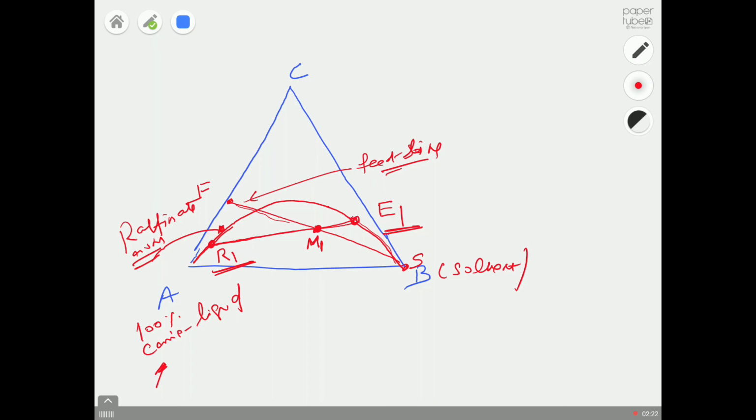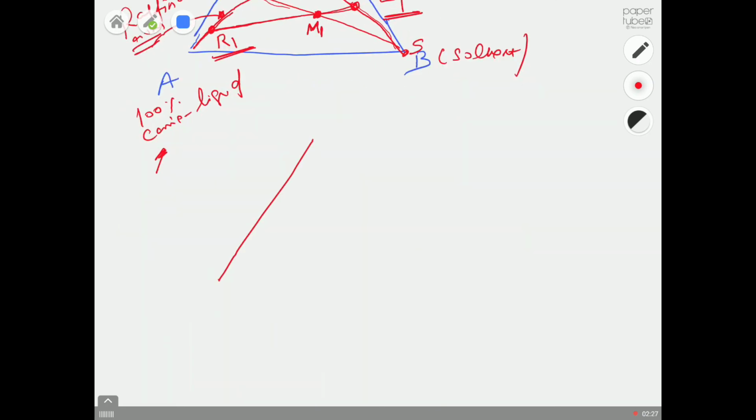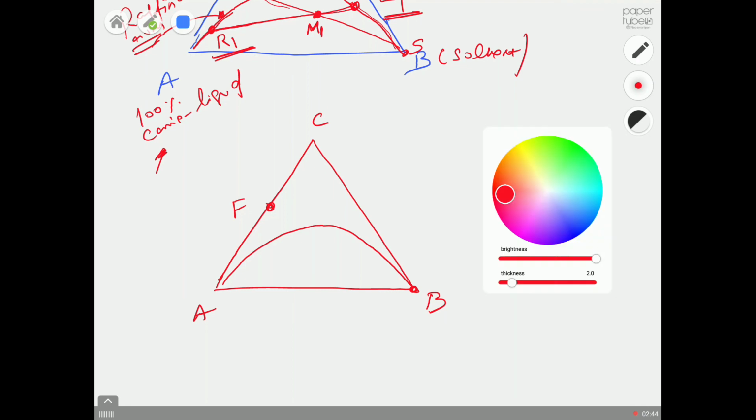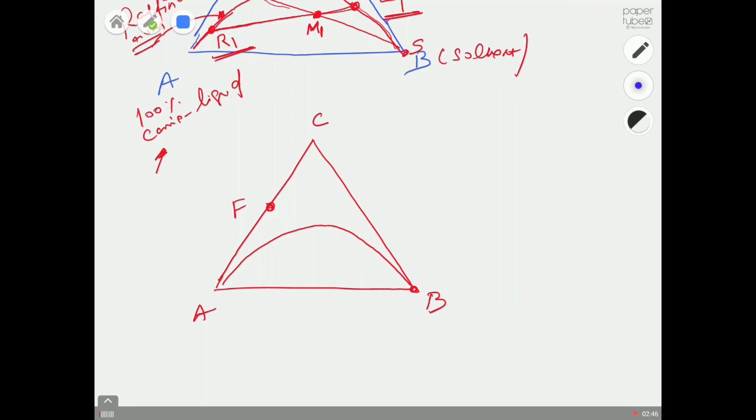In fact, if you look at this diagram, imagine we have C, A, B, and something like a feed line. The one good thing with this online lecturing is I can change the color of the line. So let's draw this line here.